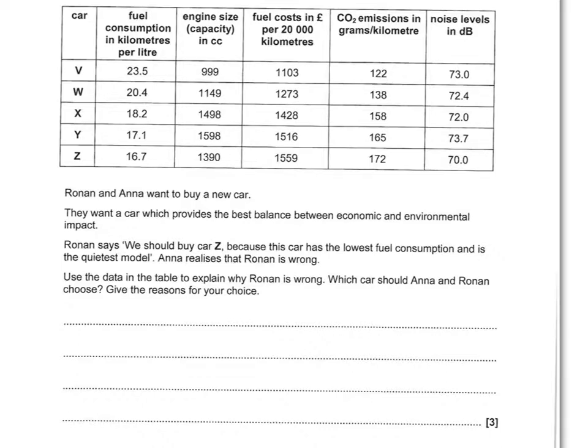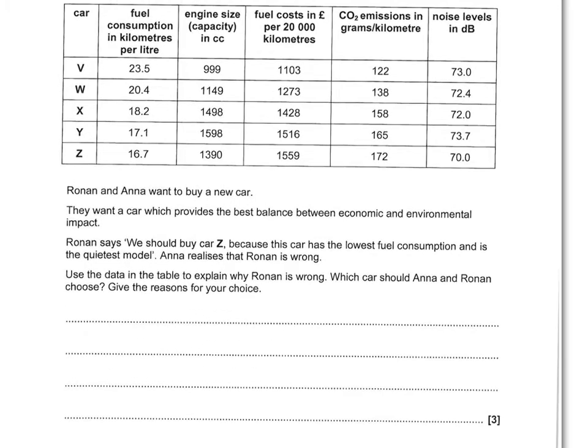Anna realises that Rowan is wrong. Use the data in the table to explain why Rowan is wrong. Which car should Anna and Rowan choose? Give reasons for your choices. There were 3 marks.